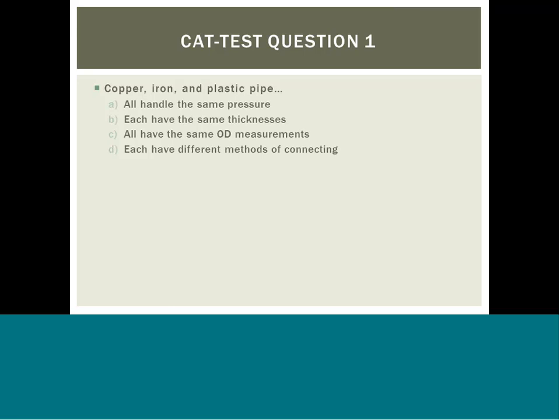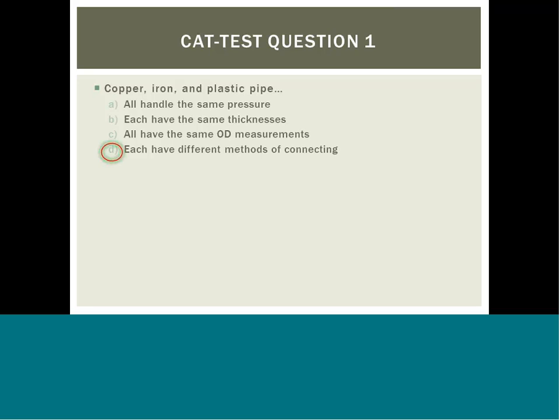CAT test question 1. Copper, iron, and plastic pipe: A, all handle the same pressure. B, each have the same thicknesses. C, all have the same outside diameter measurements. And D, each have different methods of connecting.